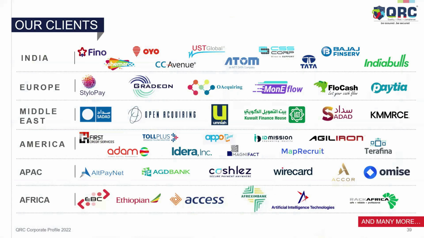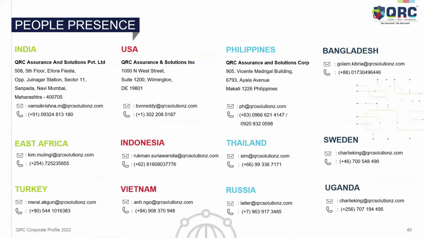These are a few of our clients to whom we have currently done assessments across the globe. You can see India, Europe, Middle East, America, APAC, and Africa regions. QRC is a certification body for ISO for the entire globe. Along with that, we also do certification for PCI DSS and other payment card industry services. This is our presence. Our head office is in Mumbai, India. Along with that, we have footprints in the US, Philippines, Bangladesh, East Africa, Indonesia, Thailand, Sweden, Turkey, Vietnam, Russia, and Uganda as well.